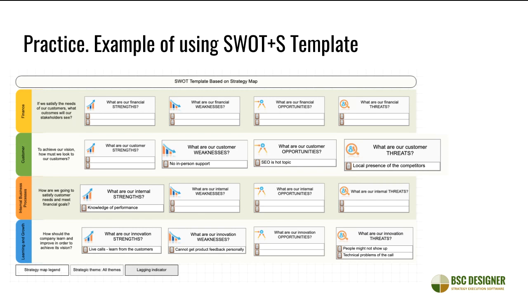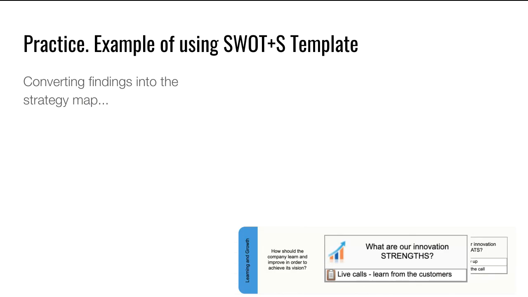And we're able to map additional findings in these perspectives. And I think this representation is clear, and in some cases it will be better than having it in a 2x2 matrix. Okay, so now let's convert these findings into the strategy, because my promise was that it will be easier for us to convert the findings of SWOT analysis, in this case SWOT+S analysis, into the strategy map. So let's see how we can do this.